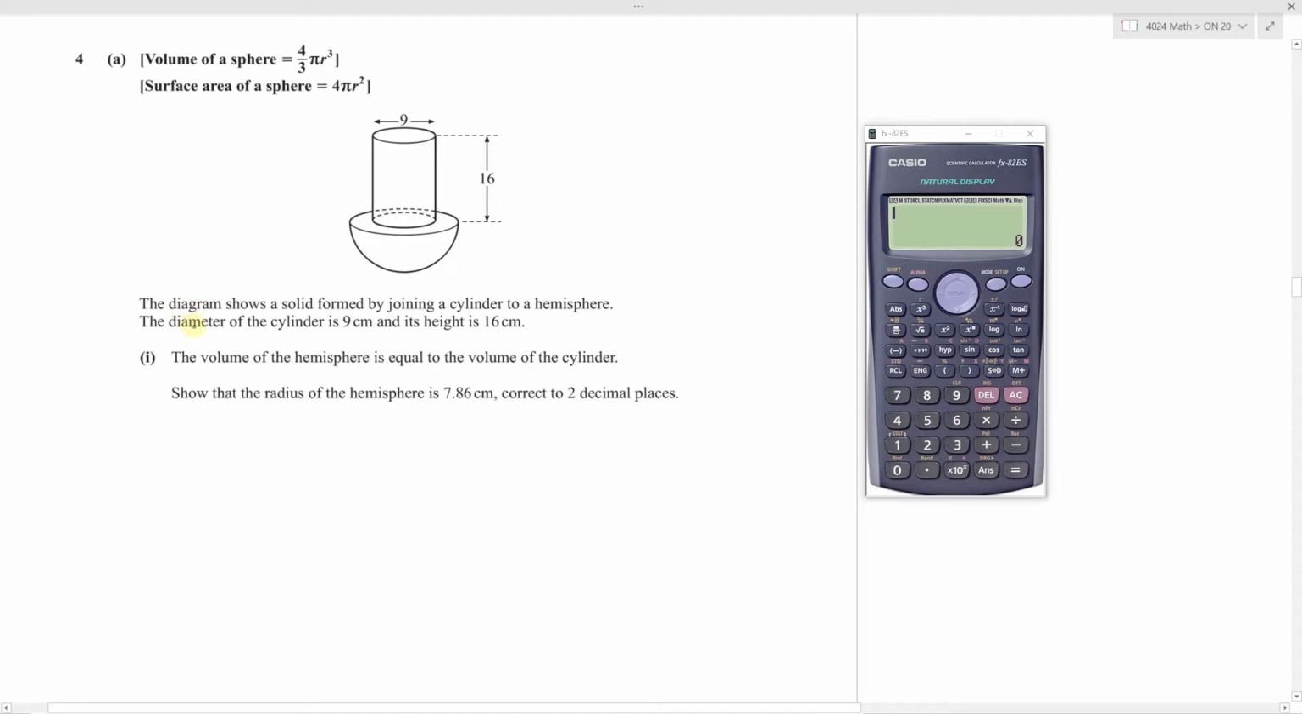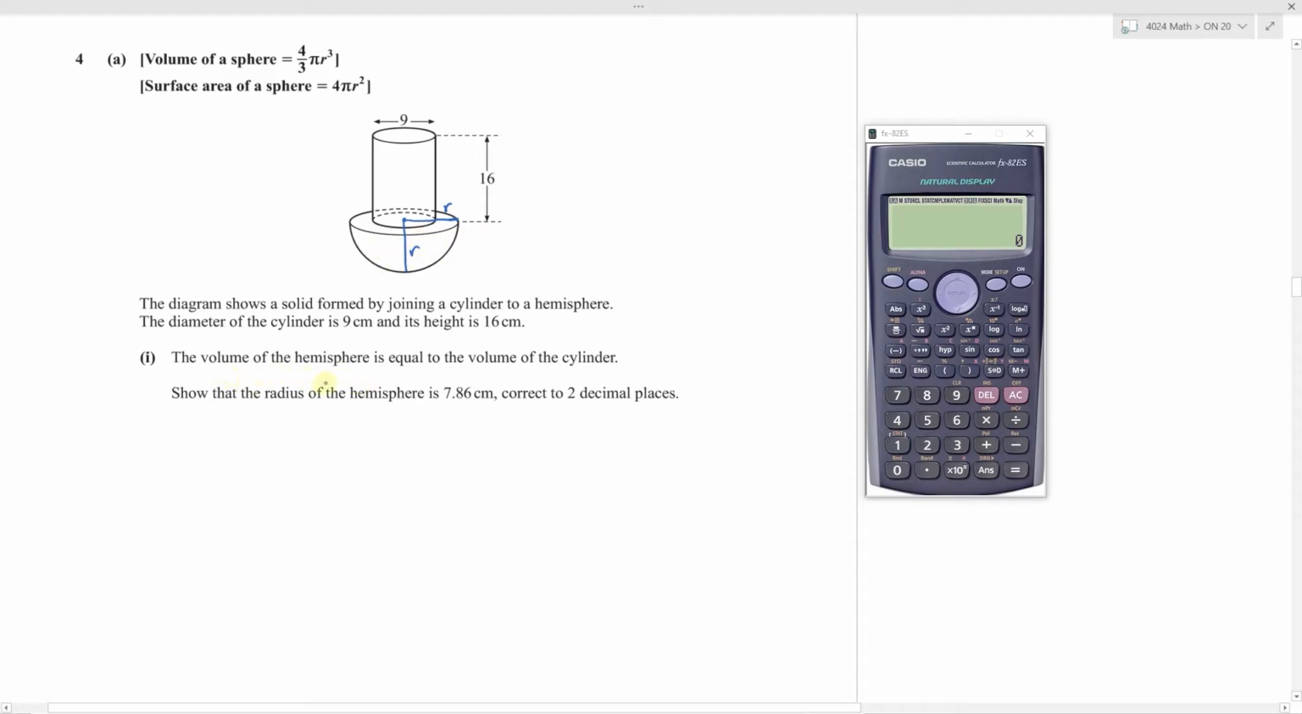Question number 4, part A is the diagram shows a solid formed by joining a cylinder to a hemisphere. The diameter of cylinder is 9, height is 16. Part 1 is the volume of hemisphere is equal to the volume of the cylinder. Show that the radius of hemisphere is 7.86 centimeter, correct to 2 decimal places. So the radius of hemisphere will be this value. Let's call this R. So this is R, or this is also R, which is the radius for this hemisphere.